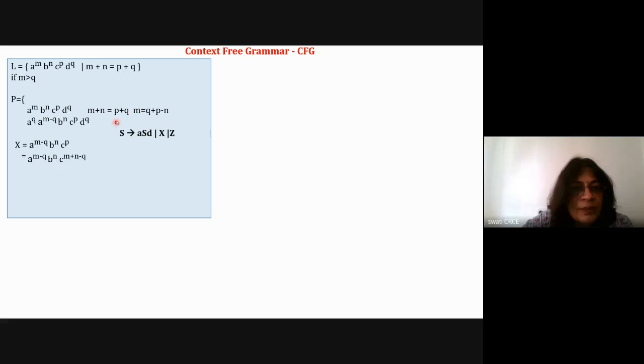So check for P value. P can be M plus N minus Q. I can write down P in this equation: P is equal to M plus N minus Q. So I am just replacing this P with M plus N minus Q. And now here I am getting M minus Q.